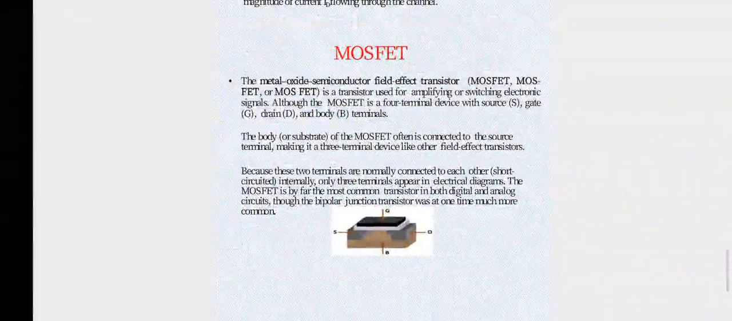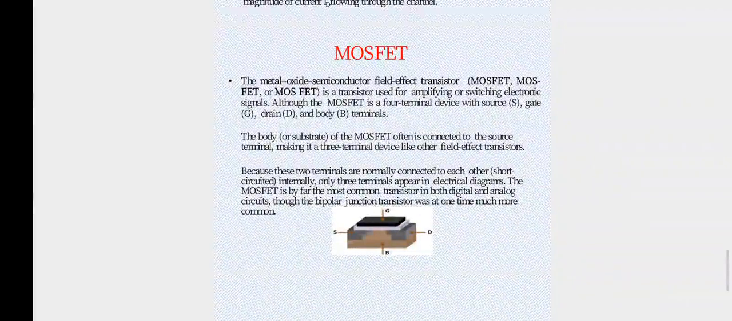Then MOSFET. The MOSFET is nothing but metal oxide semiconductor field effect transistor. It's a transistor used for amplifying or switching the electronic signal. MOSFET is a four-terminal device with source, gate, drain, and body terminal. From the pictorial representation, it consists of four terminals: source, gate, drain, and body.